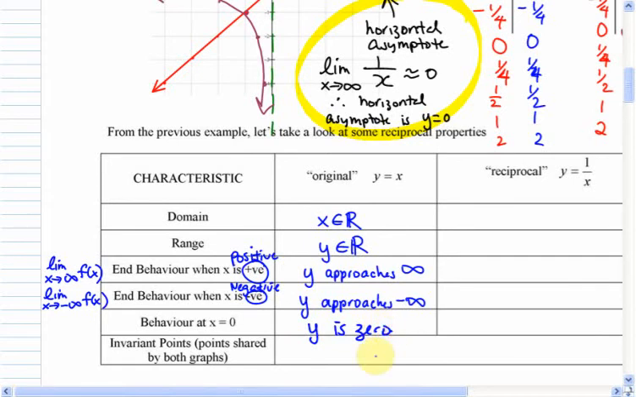It's 0. Why? What do you mean? Look at the graph. Vincent, you're looking at the wrong graph. I want the original graph. Okay. Let's not worry about this last part, invariant points, yet. Okay, let's go to the reciprocal graph now.